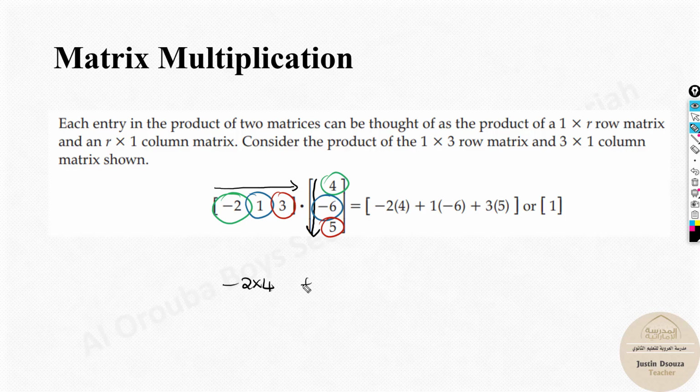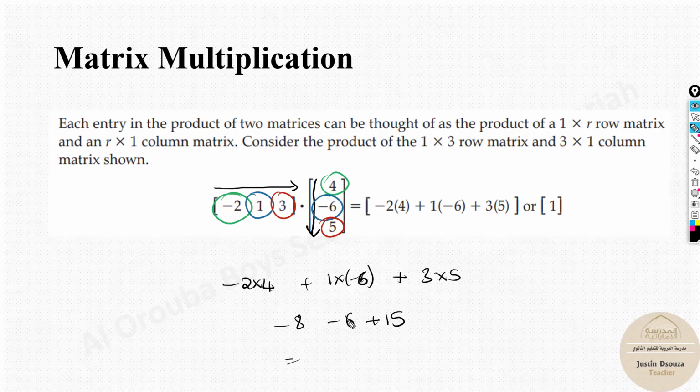And you just put a plus sign in between because the sign will change later on. That's fine. 1 times -6, 1 times -6 over here. Then lastly, plus 3 times 5. So you have -8. Here it will be -6. -6 times 1 is -6 itself. Plus 15. And now let's solve this.